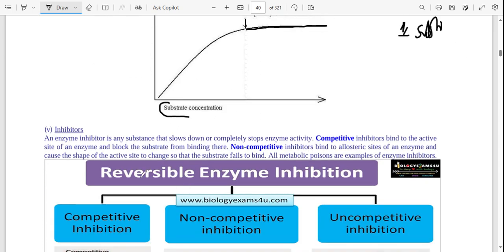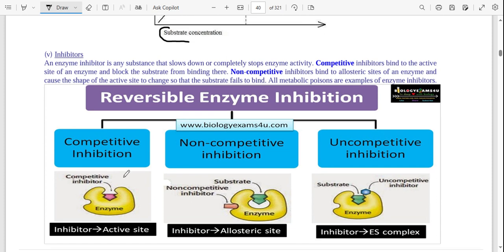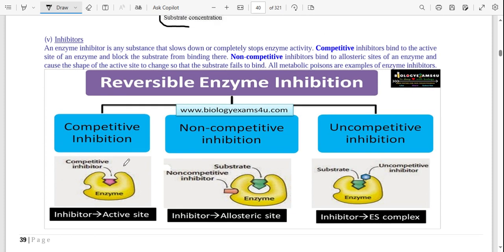We also have what we call inhibitors. An inhibitor is a molecule or a substance that will be able to slow down the enzyme activity. Now, inhibitors can do their function in two ways, mostly, or three ways, let's say. You can have competitive inhibitors, non-competitive inhibitors, or anti-competitive inhibitors.